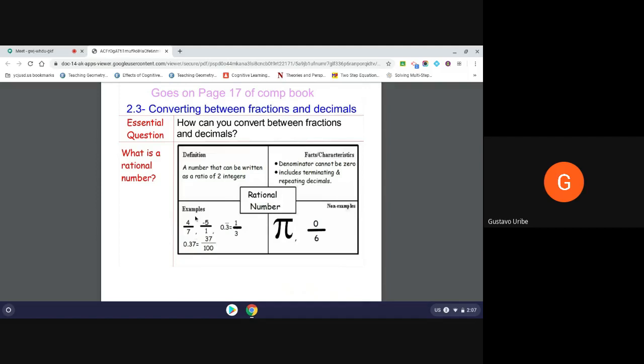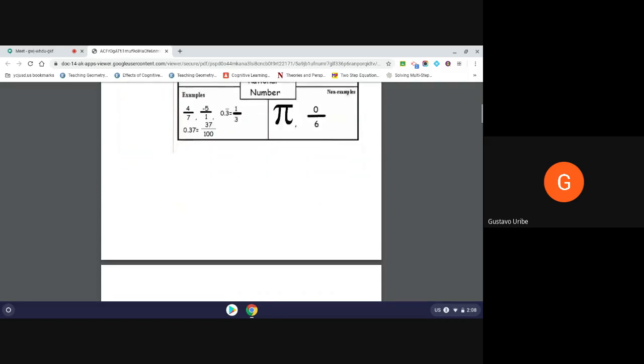Here's some examples. 4/7, -5/1, 0.3, and it has this line over it because it's repeating. And then, right, we have 0.37 converted to a fraction is 37/100. So these are all examples of rational numbers. Pi is an example of a non-rational number. And 0 is also a non-example. 0 divided by 6, right, would give me 0.